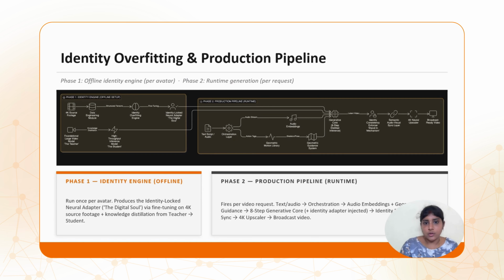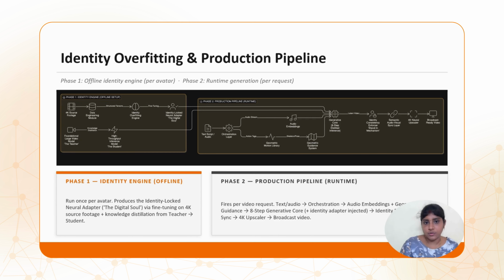Now let me walk through the full end-to-end architecture. So this is where both phases come together. Phase 1 is the identity engine. This runs once offline per avatar. So we take 4K source footage through a data engineering module that produces structured tensors. Those feed into the identity overfitting engine, which fine tunes the model on that specific person's face. The output is the identity locked neural adapter, what we call the digital soul.